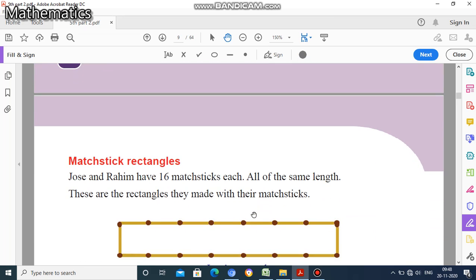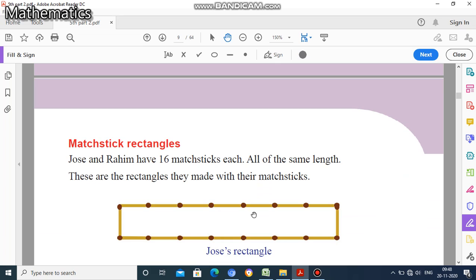The next, matchstick rectangles. I'm reading that Jose and Rahim have 16 matchsticks each. All of them are the same length. The length of each matchstick is the same. They are making rectangles using their matchsticks. How many matchsticks are there with them? 16 matchsticks. They are making rectangles.